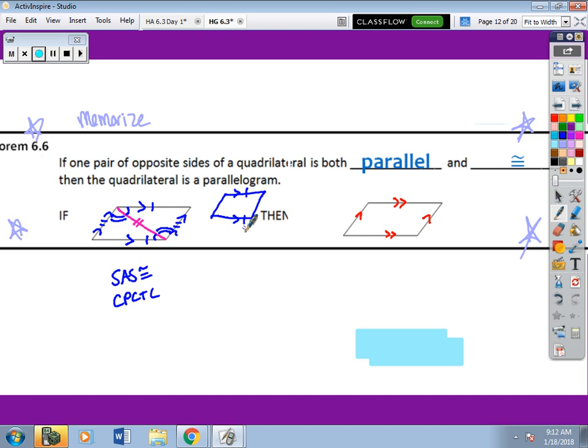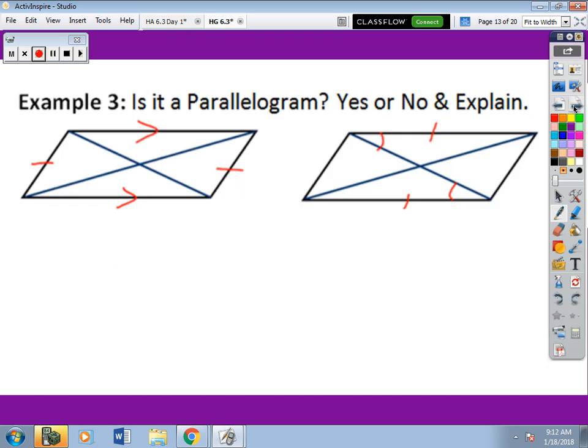Okay? A lot of you will think no, because you don't have both pairs of sides, but this is that special theorem. So looking at the ones below, we see this pair is parallel, but this pair is congruent. This would be a no. It has to be the same pair. So you would either need to know that these were the congruent ones, or you would have to know that these were also parallel. Okay? So one pair is parallel, one pair is congruent. It has to be the same pair.